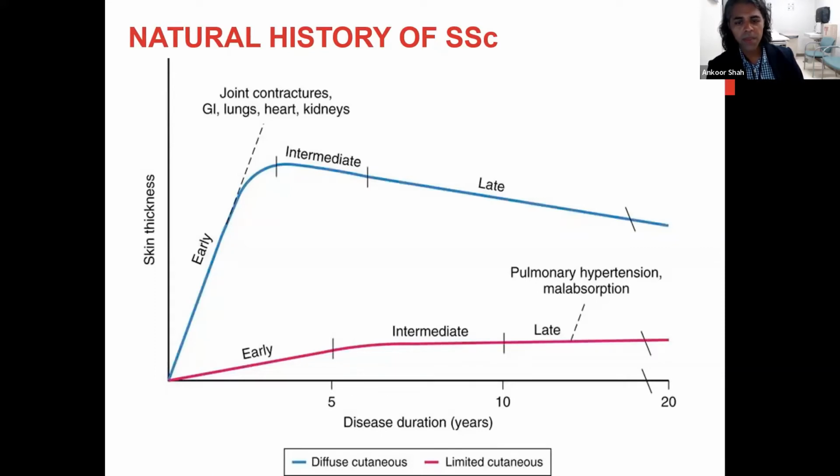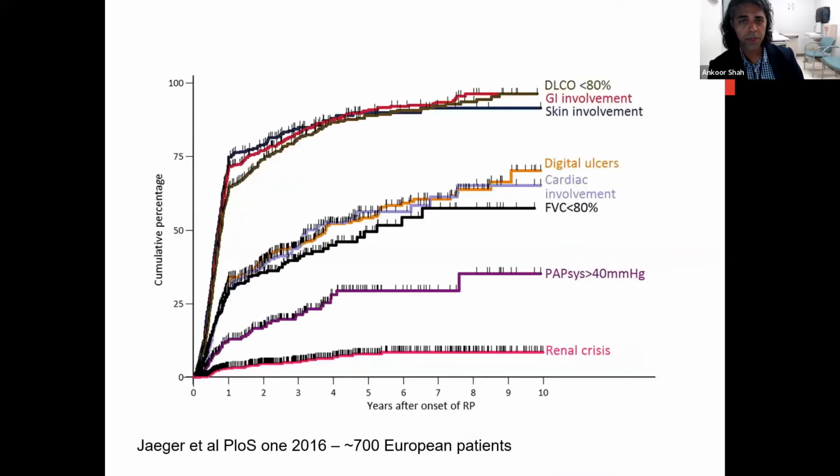In patients with limited disease, there is again a slow progression of skin disease up until about 5 or 6 years, at which point it tends to plateau. At this point, the likelihood of developing lung disease is fairly low. Late in the disease, however, we can still see the development of pulmonary hypertension as well as GI manifestations, including end-stage GI disease and malabsorption.